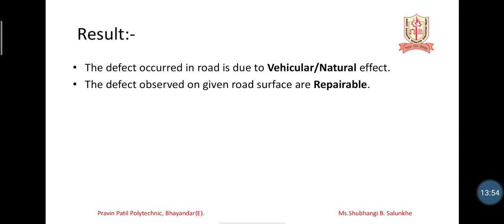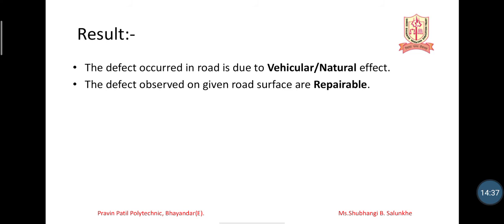Then what will be our result on the observation table? The defects occurring in the road are due to vehicular or natural effects. Obviously, both will affect our road surface, so the defects will be formed because of both. Then the defects observed on the given road surface are repairable. If you find it can be repaired, then obviously you have to write that it can be repaired. Any defects you find will have some remedy, so we should write that whatever defects we have found, we can repair them.